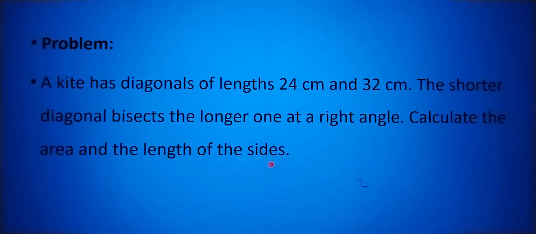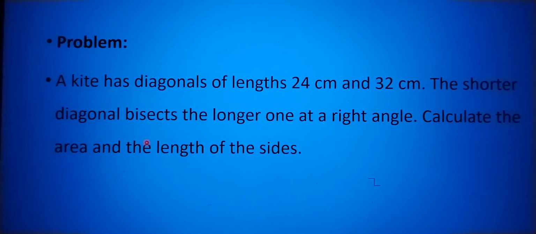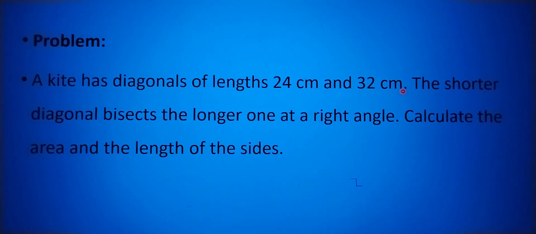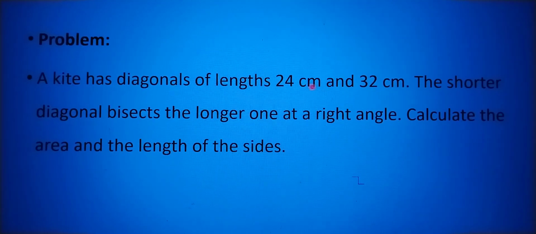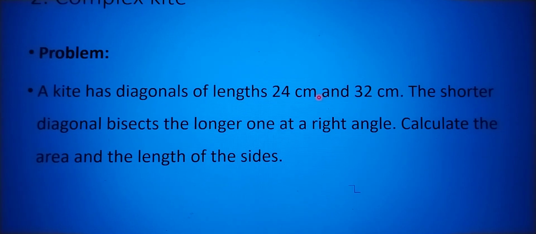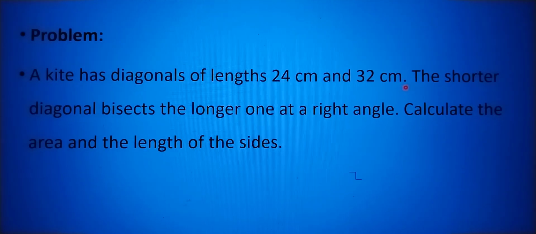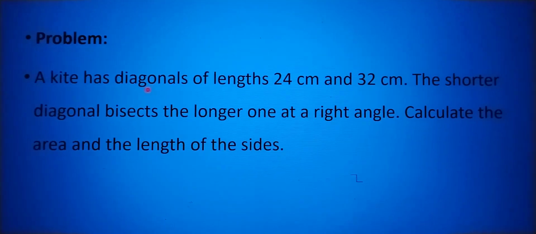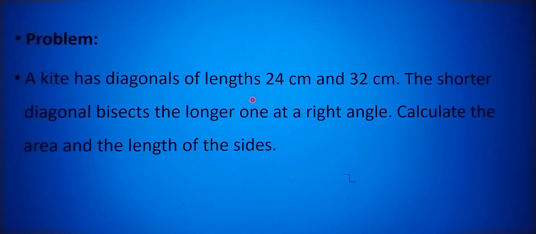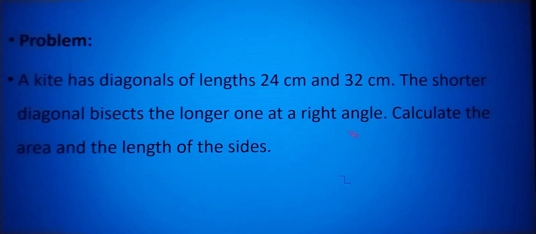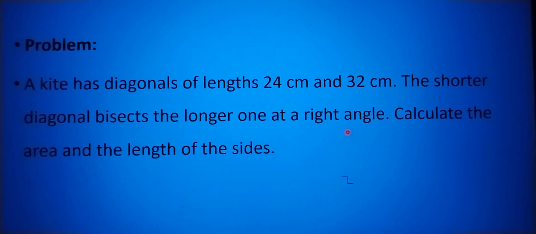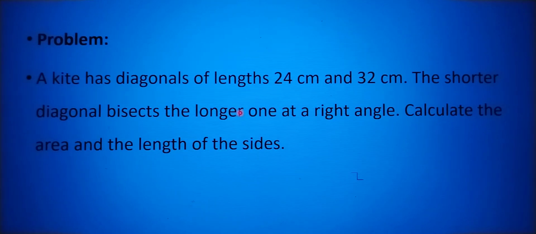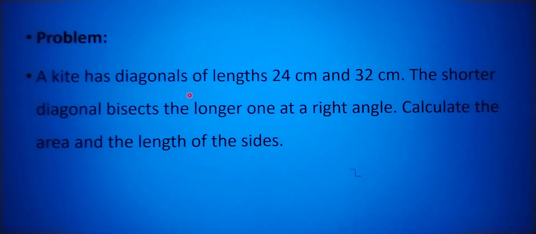It says here, a kite has diagonals of length 24 centimeters and 32 centimeters. Since we know that kites have two diagonals, one of them is 24 and the other one is 32. The shorter diagonal, which is clearly 24 centimeters, bisects the longer diagonal at a right angle, which means that they're going to form a right angle when they're being bisected. Calculate the area and the lengths of the sides.